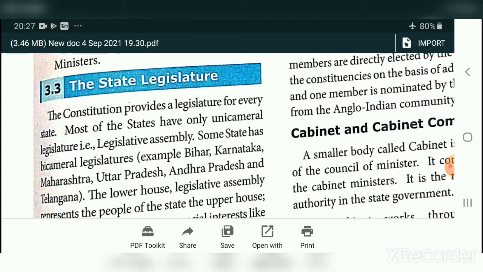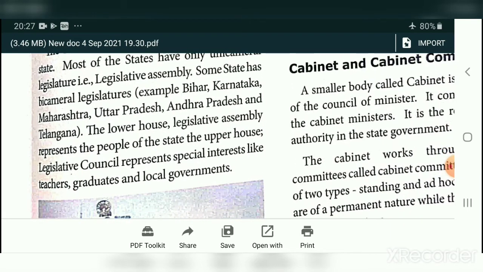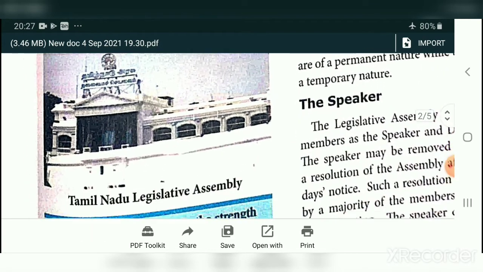The lower house we call the legislative assembly. It represents the people of the state, and the upper house is called the legislative council. It represents some special interests like teachers, graduates and local government. In Tamil Nadu, we have only one house, that is the legislative assembly. So our legislature is a unicameral legislature.